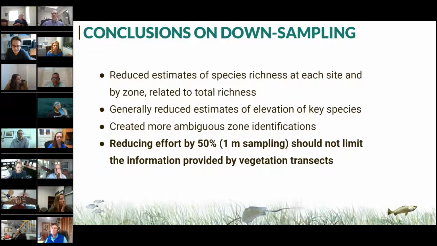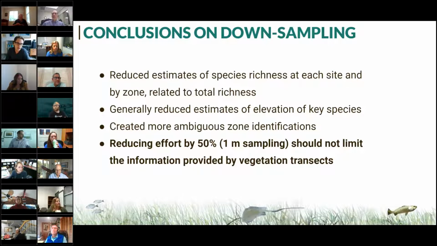Basically, reductions in effort cause us to have a reduction in our ability to estimate species richness, as I showed. Same for the estimates of elevations for key species, and same for our ability to identify the transitions in the zones. And this, of course, affects our ability to track these changes over time with sea level rise. And so the question is, what level of effort reduction is appropriate? Obviously, going out to 10-meter sampling is not going to work.